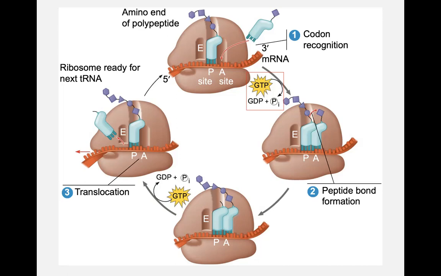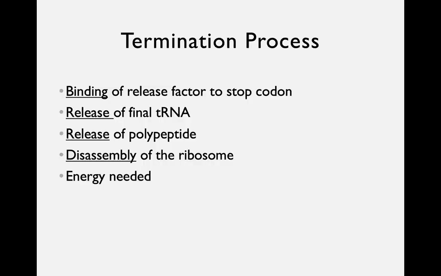Good. I don't want to go too fast for people. Repeat the process with the next tRNA. So it just happens over and over again until we get to a stop codon. So we'll imagine we got to one of those stop codons. We'll say maybe it was UGA. There are 3 different stop codons, and we're at one of them.